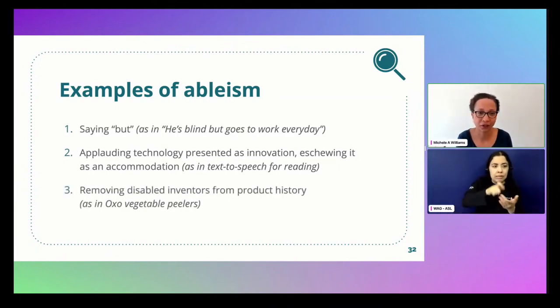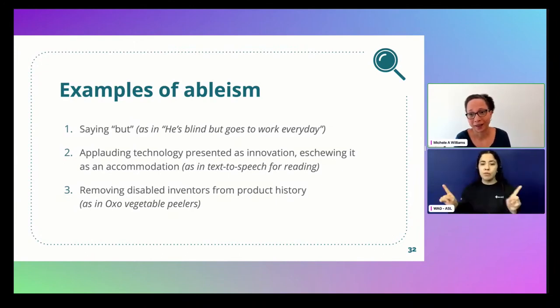And then lastly, another example is removing disabled inventors from product history. The example I have here is the OXO vegetable peelers. The story behind that is presented as a husband inventing for his wife who has arthritis, when really the wife is an inventor in her own right as well, if you really get into the story.